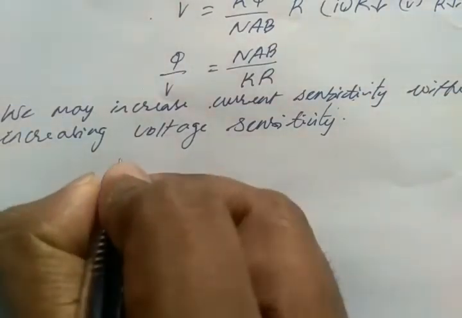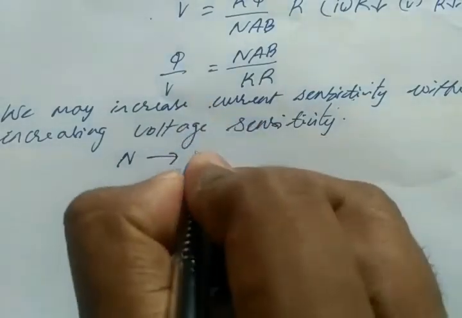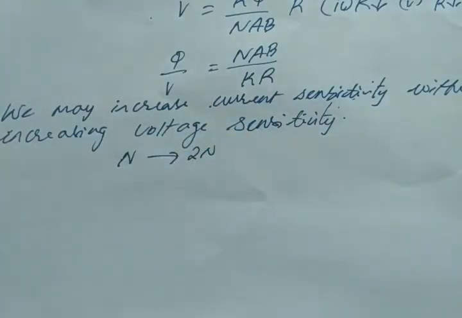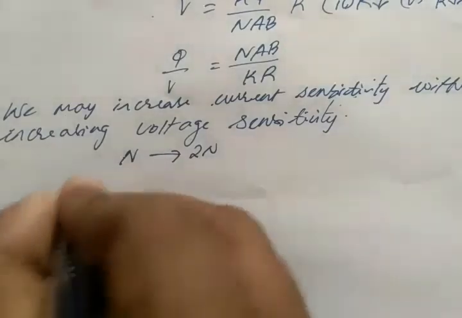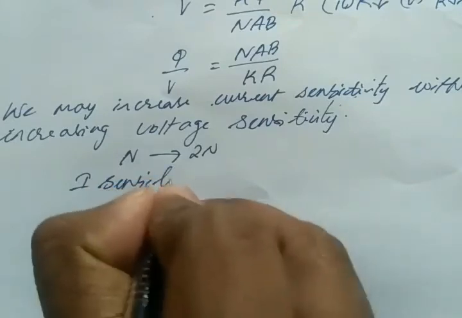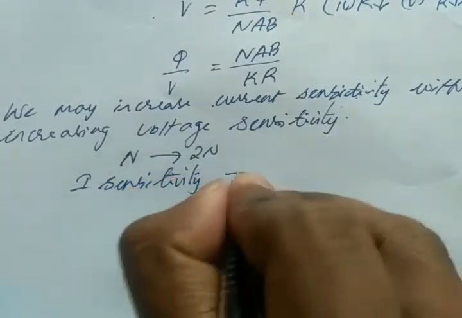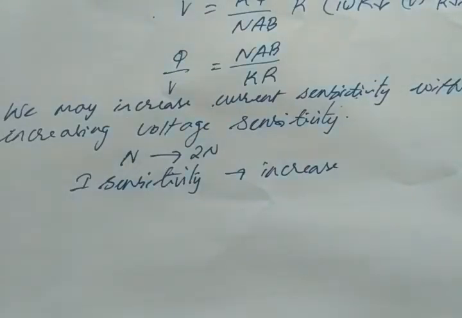Suppose we increase the number of turns. Initially we have n turns and we double the number of turns. Then what will happen? Current sensitivity increases, right? So when the number of turns increases, what will happen to the resistance?